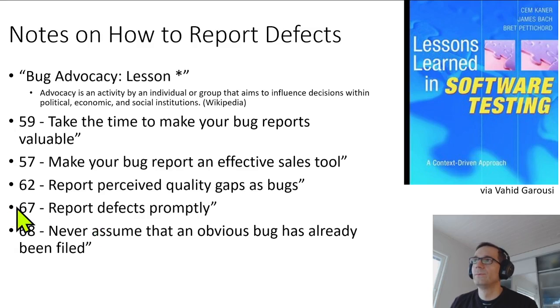Point 62: Report perceived quality gaps as bugs. If there is something in the software that might not be strictly defined as a bug, but it is a quality problem anyway, then one should report it as a bug to ensure it will be fixed and not forgotten, as this quality gap in the software might be really serious for the customer.